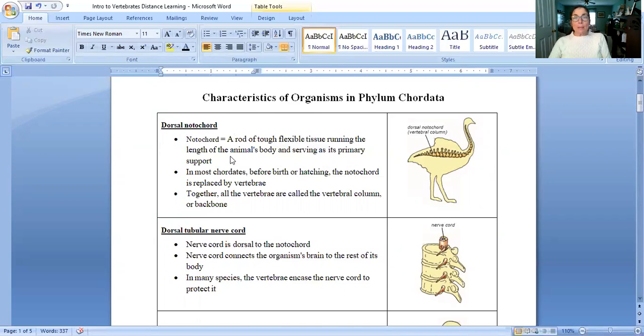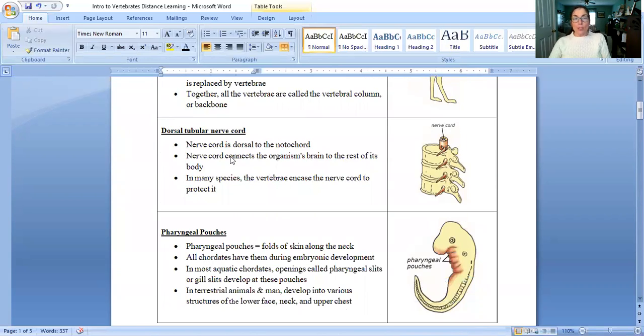Okay, to be in the phylum Chordata, you also have to have a dorsal tubular nerve cord. So that would be our spinal cord, which is encased in our vertebrae. The nerve cord is dorsal to the notochord.